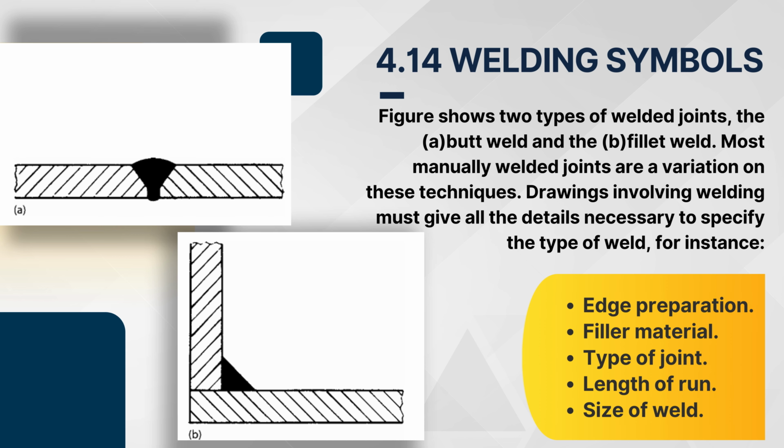Next, for the welding symbols. From this figure, we show two types of welded joints, firstly the butt weld and also the fillet weld. Most manually welded joints are a variation on these techniques. Drawings involving welding must give all the details necessary to specify the type of weld, for example edge preparation, filler material, type of joint, length of run, and size of weld.